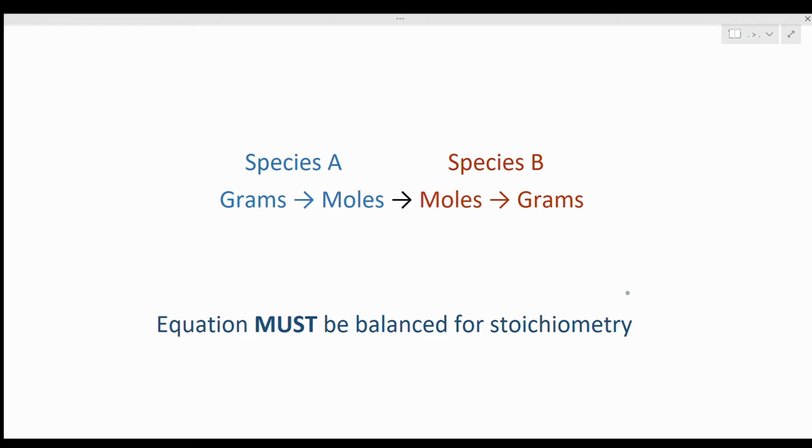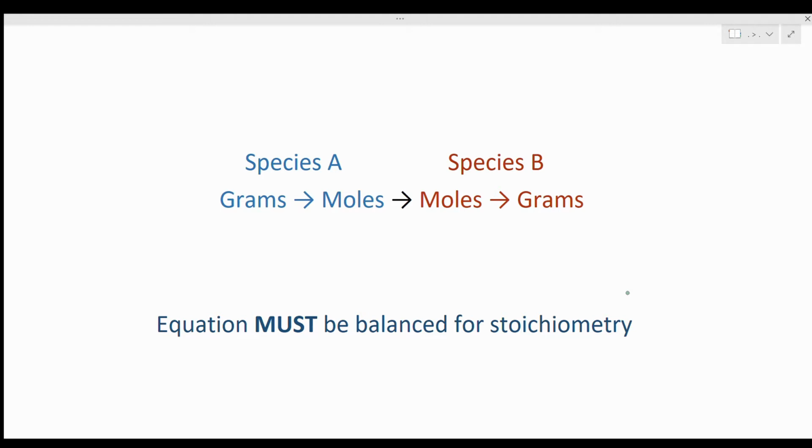So for example, if the problem gives you grams of one species, let's call that A, then if you wanted to find the moles of species B, you have to convert grams of species A to moles of species A, and then convert moles of species A to moles of species B. So the blue part is of one species and the red part is of another species. So basically what you're doing is just converting between different ones.